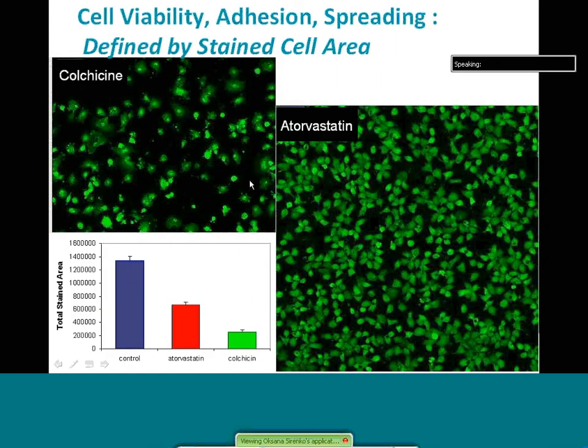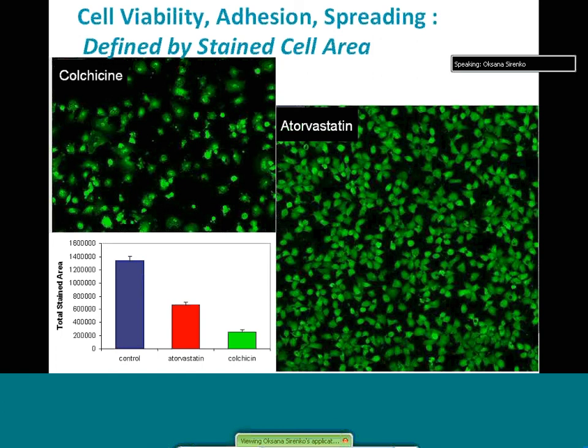You can see some other examples of this quantitation. For example, here cells treated with colchicine show decreased cell number and also decreased area of stain for Calcein AM. In another example, you can see cells treated with atorvastatin. In fact, the number of cells in this sample is about 20% lower than in the control, which doesn't make the 3 standard deviations cutoff. But when you look at the area stained with Calcein AM, you can see a very significant decrease in this parameter, which is greater than 2-fold.